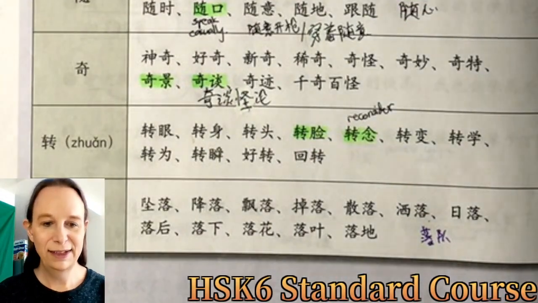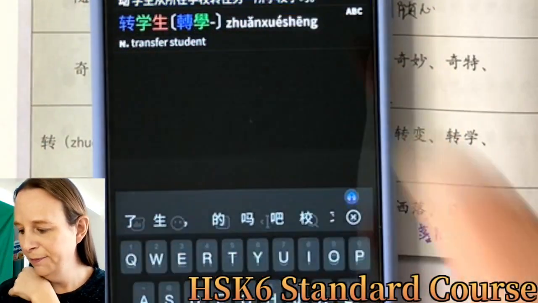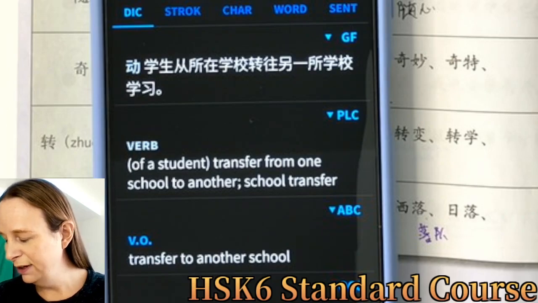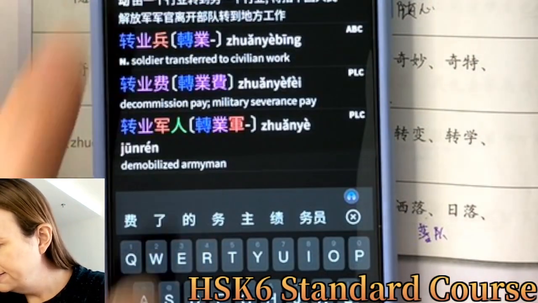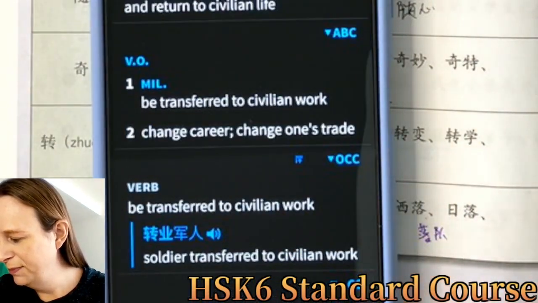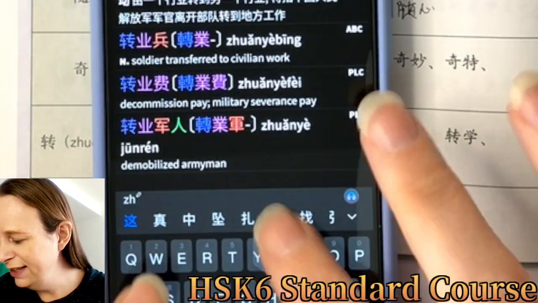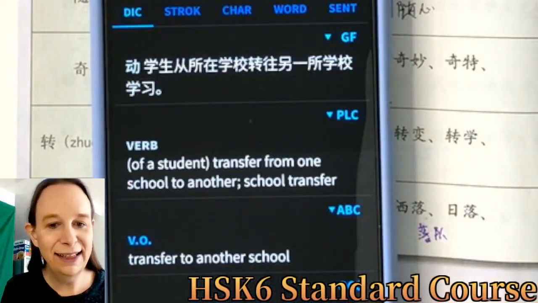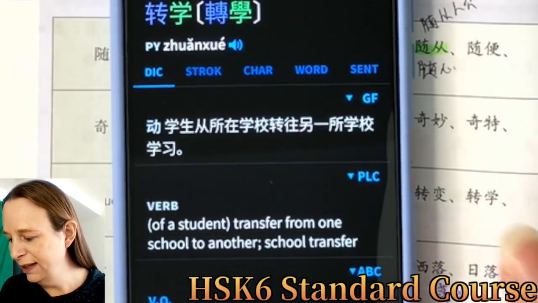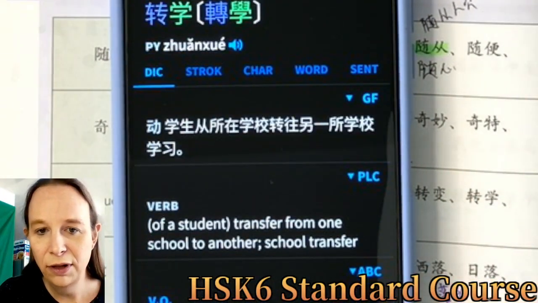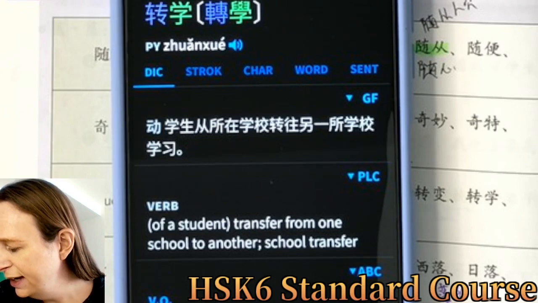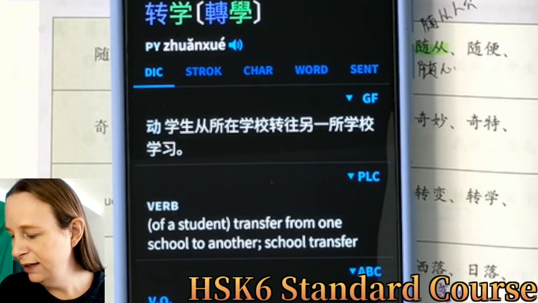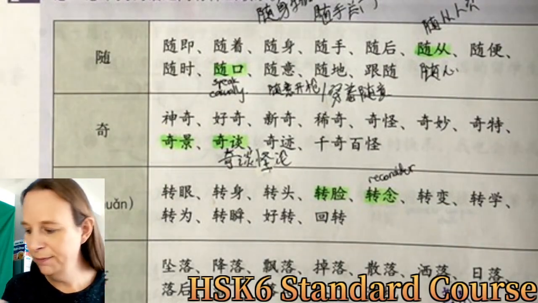转学, change major, right? 转学. Oh, it's not what I thought. It means 转业. No, that's different as well. 转学, so this is to change school. No, not exactly what I was thinking. Transfer from one school to another. 学生从所在学校转往另一所学校学习. Okay, change school, not change major.